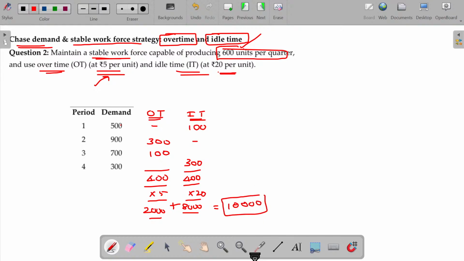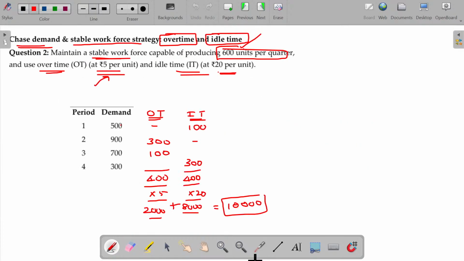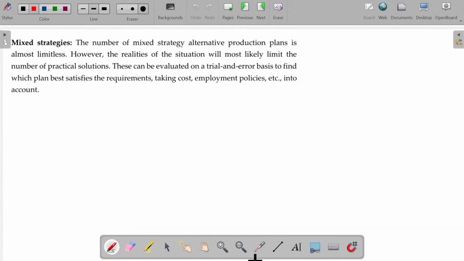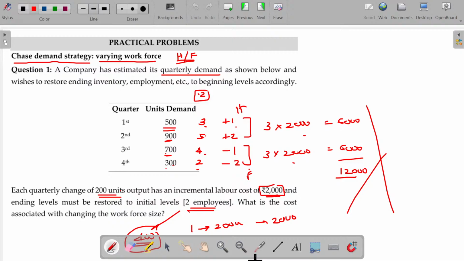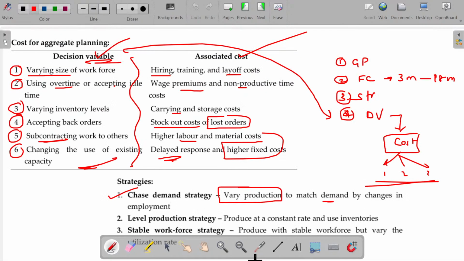Come on, tell me, between these two strategies, which is better? This is also chase demand, this is also chase demand. But here, the cost is also higher, and hire and fire does not create a good image for the company. So between these two, this strategy seems to be superior. As well as I used not only chase demand, a stable workforce is also clubbed here. Clear?